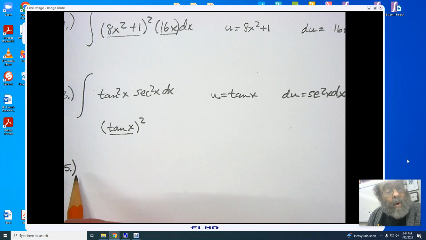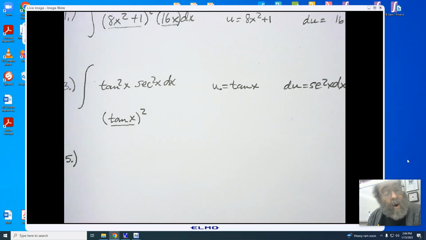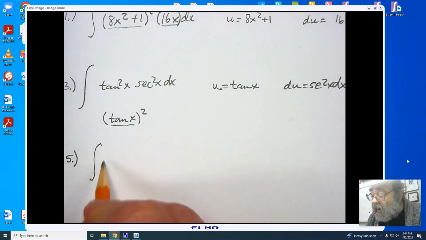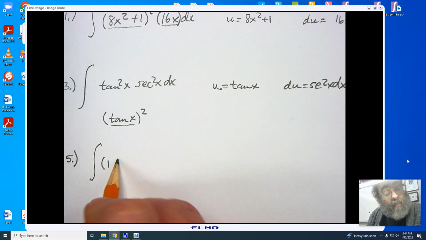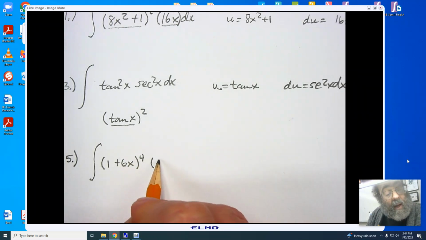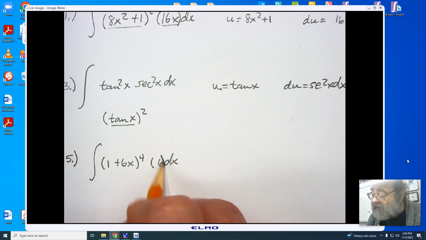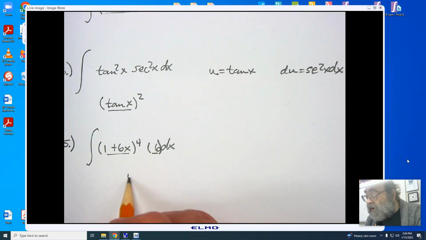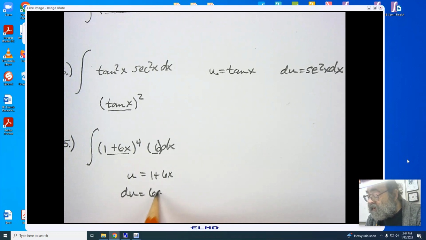All righty, we're now going to number 5, where we are trying to find the indefinite integral and then check our results by doing the derivative. So I have parentheses 1 plus 6x to the power of 4, and I have a 6 dx. Once again, I see x to the first, and I see a constant of 6. So I'm going to let u equal 1 plus 6x so that du will equal 6 dx.